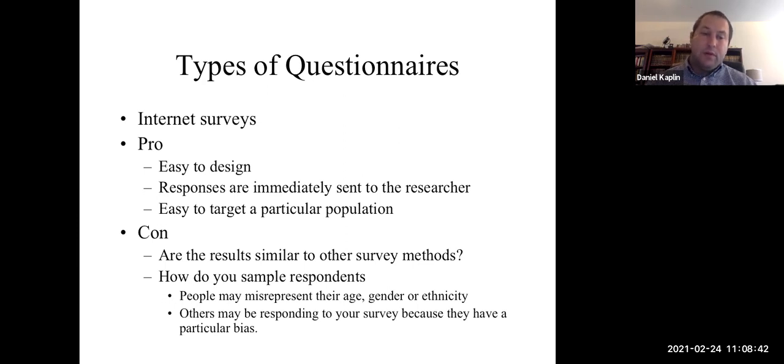The problem, or some of the problems I want you to think about, is whether people who fill out internet surveys are similar to people who don't fill out internet surveys. And you might say, well, what do you mean? You could potentially have an effect of classism. People who can afford the internet are potentially different than people who can't afford the internet. And then how you sample respondents is going to be challenging because people over the internet can portray themselves any way they want. So they can misrepresent their age, gender, ethnicity, or people can select the survey because of a particular bias. So all of these are concerns.